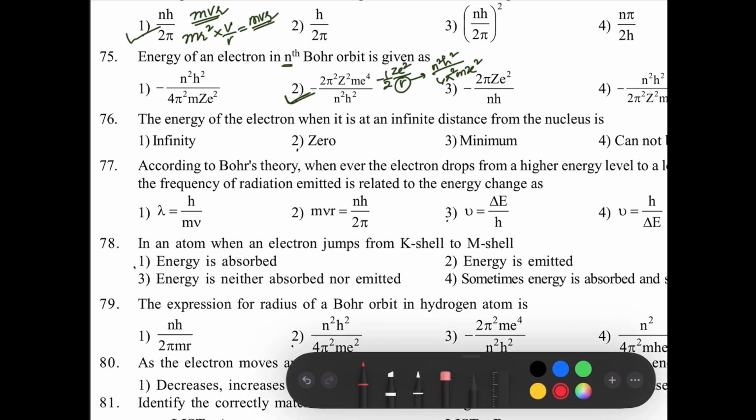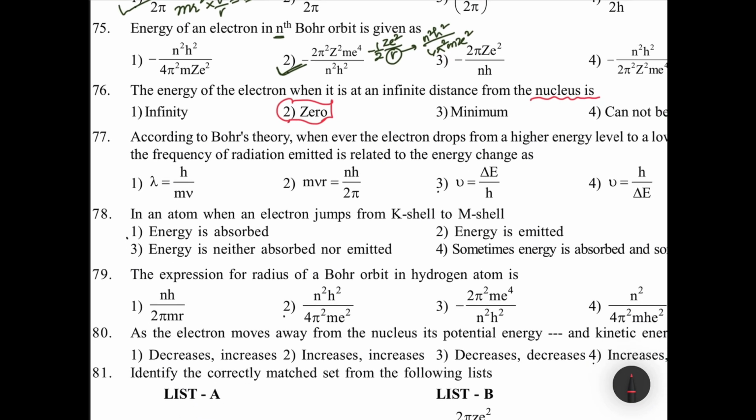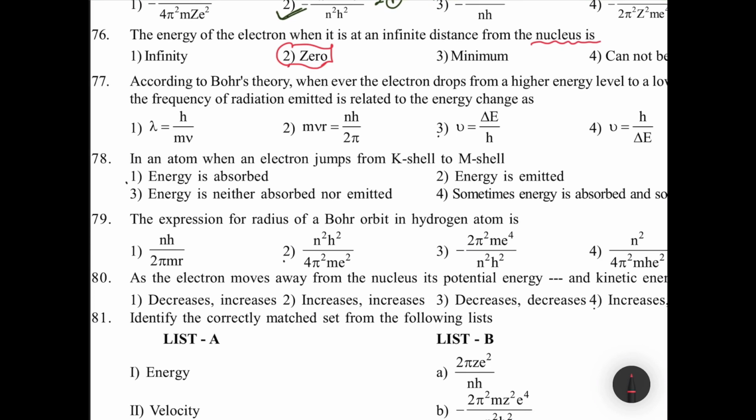Satyaprakash, come. This is your turn now. The energy of the electron when it is at infinite distance from the nucleus is, quick. Right, beta, you are 100% right, it is 0. When it is under the influence of the atom, it is negative, and when it is free, infinite distance means it is free, and it will be 0. Correct answer.